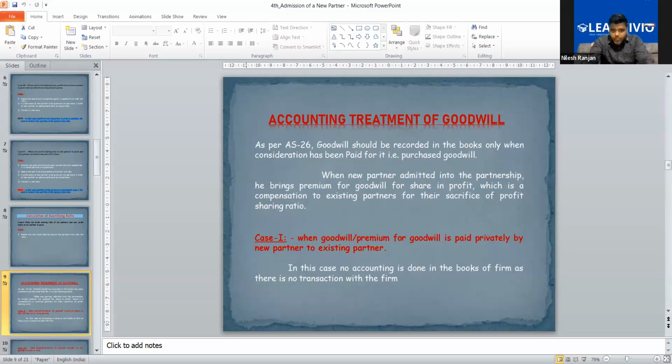R and T are partners in a firm sharing profit in the ratio of 3:2. S joins the firm. R surrenders 1/4 of his share and T 1/5 of his share in favor of S.